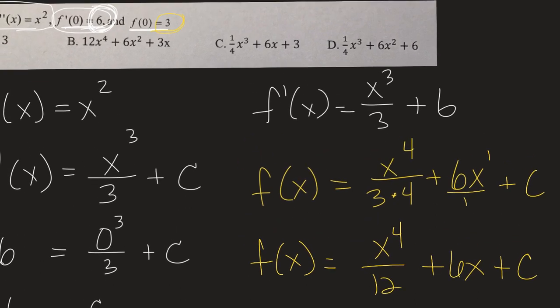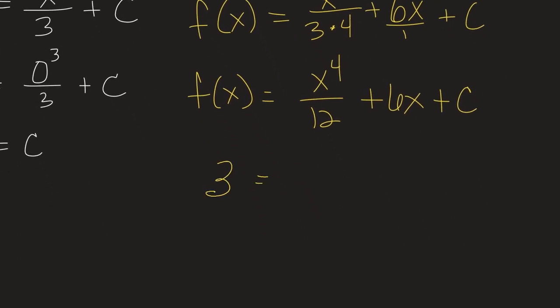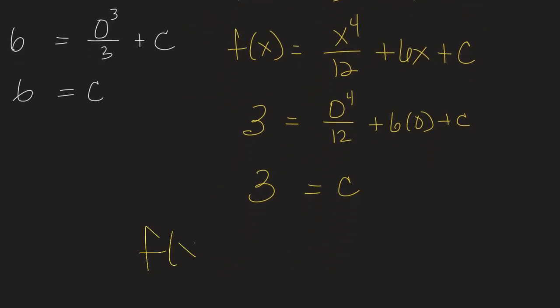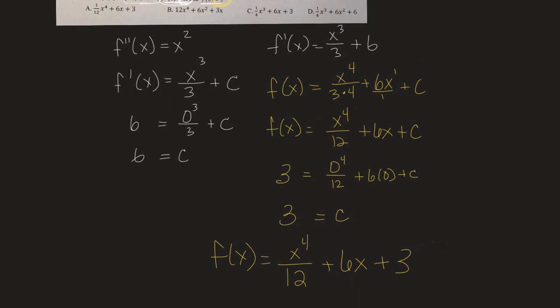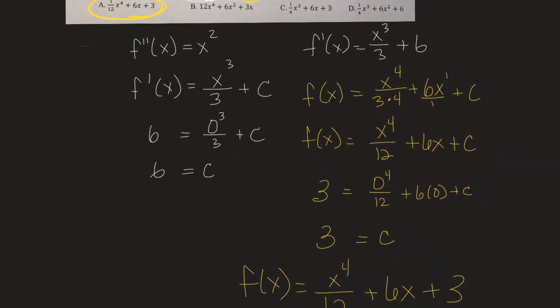And now we know that the y value is 3 when x is 0. So we put a 3 here and a 0 in for all of our x's, and that gives us a c value of 3. So our final function looks like x to the 4th over 12 plus 6x plus 3. Let's see if that's an option way up here, really small. 1/12 x to the 4th plus 6x plus 3. Yep, looks like the answer is A.